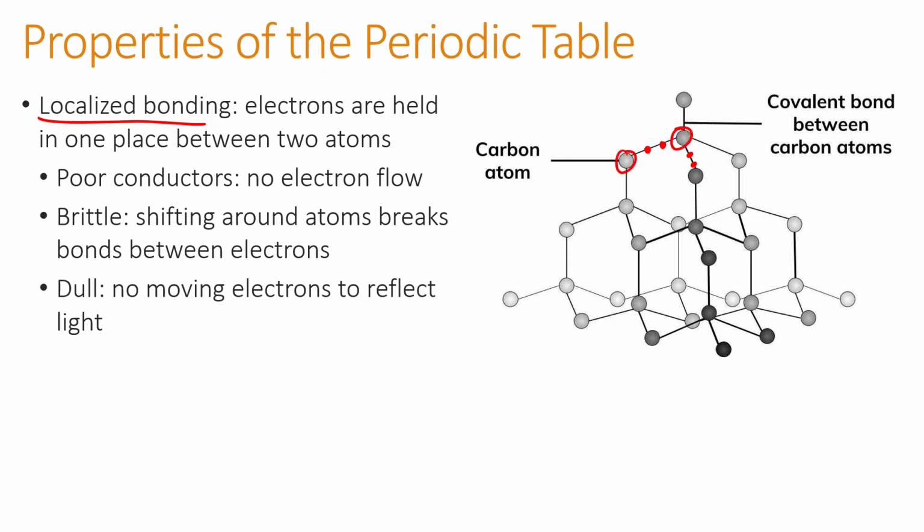So because those electrons are held in one place between the two atoms, there's no flow of electrons. So it means that they're going to be poor conductors of both electricity and heat. They're also going to be brittle. If you were to hit this atom with a hammer, you would break this bond here, and that would cause the substance to fall apart. So shifting around atoms is going to break the bonds that are held with the electrons within the substance. And there's no moving electrons to reflect light, so they're going to be kind of dull.